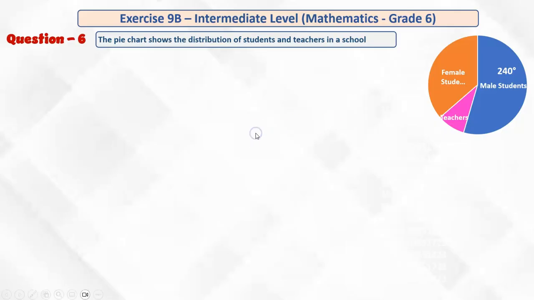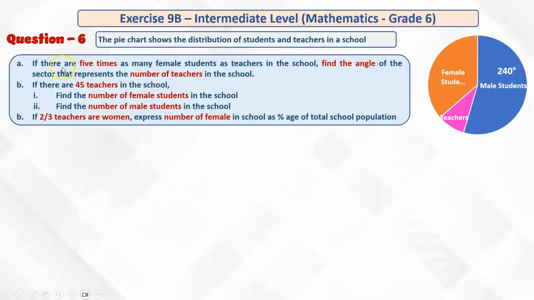And what do we need to do? Well, it states that if there are 5 times as many female students as teachers in the school, we have to find the angle of the sector that represents the number of teachers in the school. So if there are 5 times as many female students as teachers, we have to find the angle of this sector, the one represented by the pink color.